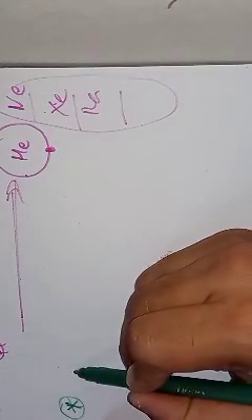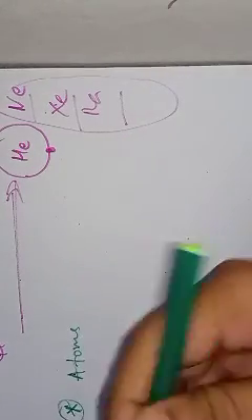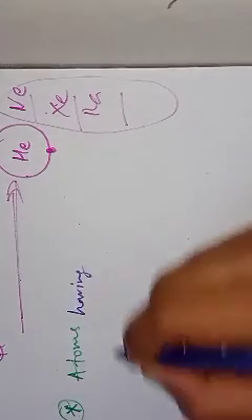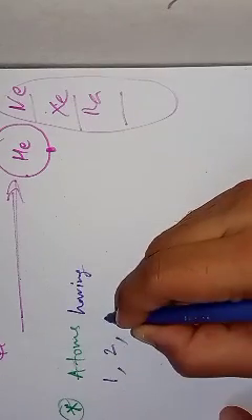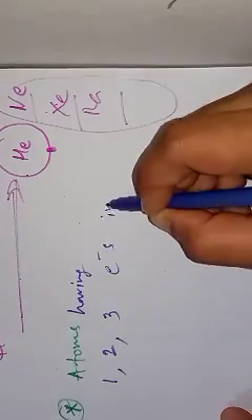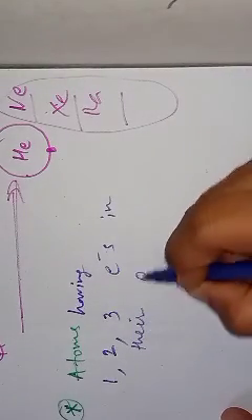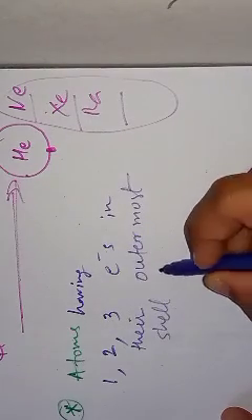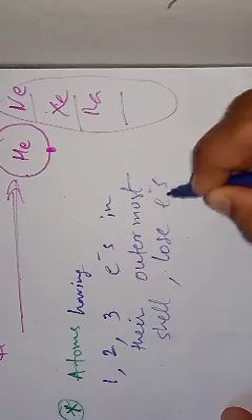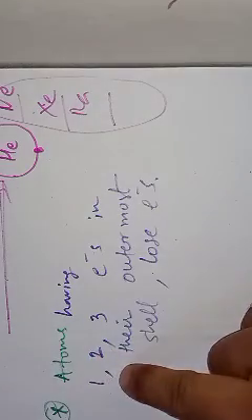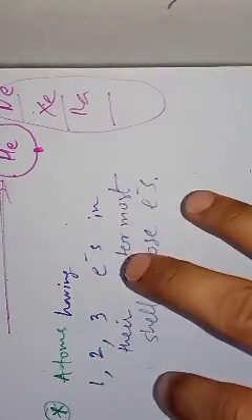Atoms having 1, 2, 3 electrons in their outermost shell lose electrons. So if you find that the atoms which have either 1 or 2 or 3 electrons in the outermost shell, they will lose electrons. So you have to lose electrons there to make them stable.